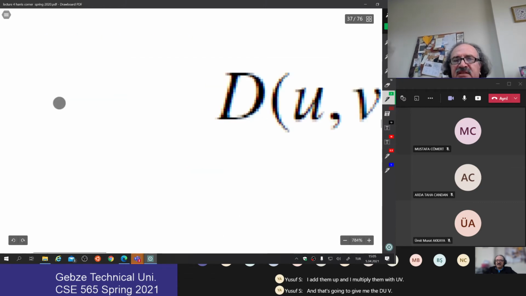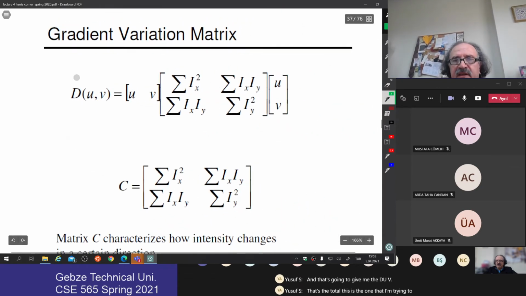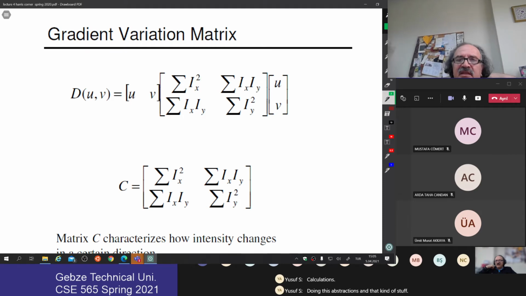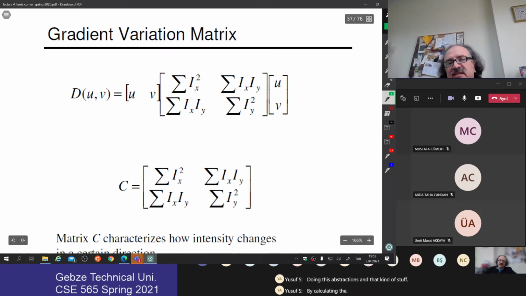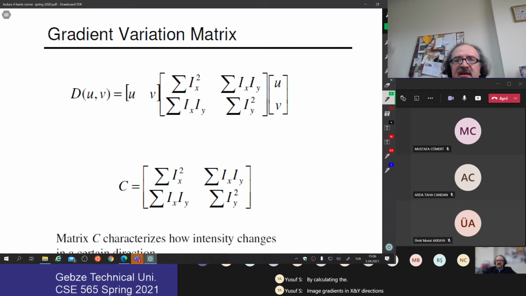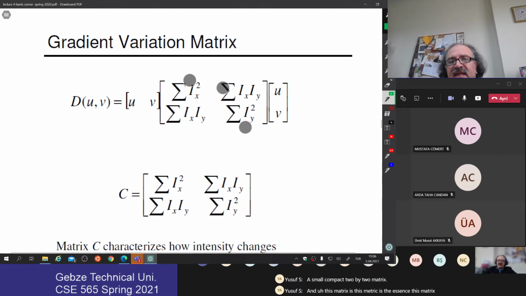That's the total. This is the one that I'm trying to find. So that's good, right? Instead of making all those calculations, doing the subtractions and that kind of stuff, by calculating the image gradients in x and y directions, I can come up with such a small compact 2 by 2 matrix, and this matrix is the essence. This matrix defines everything that I like to do. Okay, good.